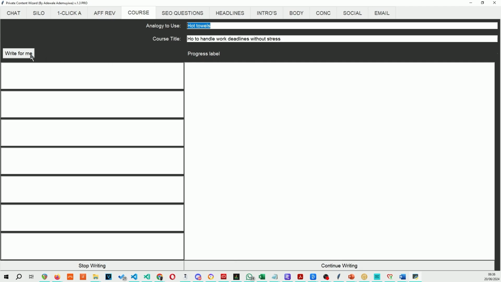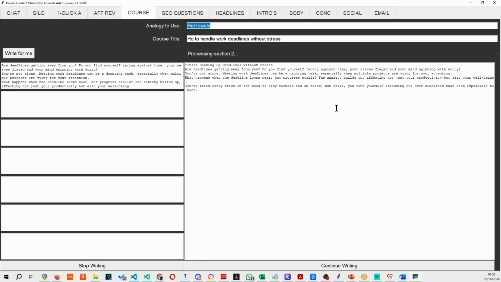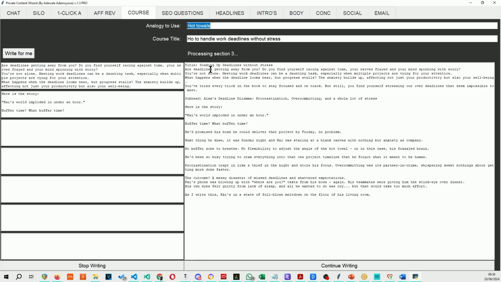It's something I discovered. So I'm going to write the process and then I'll show you the outcome of the article and perhaps also provide a link as well so that people can see what the article looks like. It's decided to choose a subtitle, Soaking Up Deadlines Without Stress, which towels can do, isn't it?